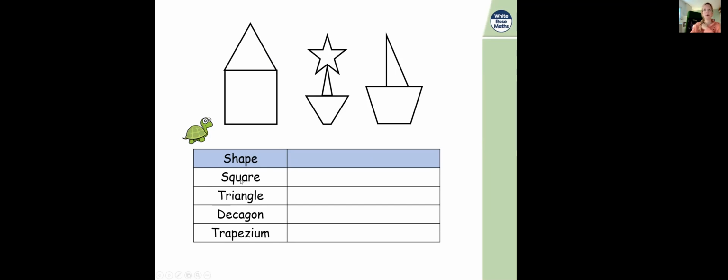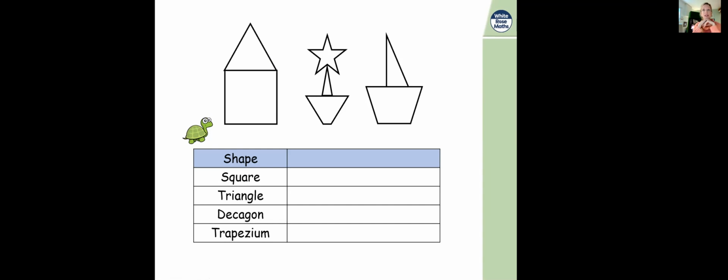How many sides does a square have? 4. That's right. How many sides does a triangle have? 3. That's right. How many sides does a decagon have? Any idea? If you're shouting out the answer to me right now, give yourself a pat on the back, because that's a tricky question. A decagon has 10 sides, so that's a 10-sided shape.